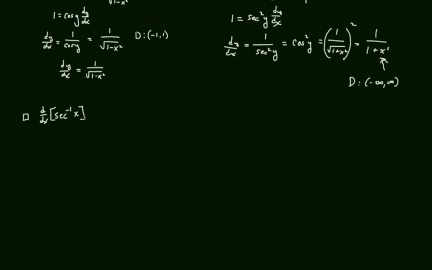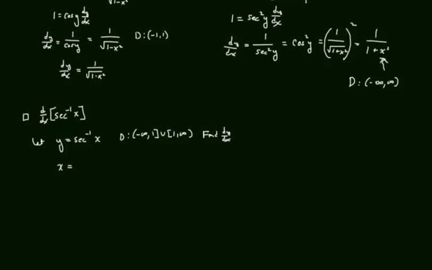Now let's move on to the derivative of the inverse secant of x. Again, I think you could press pause and continue here. We're going to let y equal the inverse secant of x with the domain negative infinity to -1, union 1 to infinity, and the goal is to find dy/dx as we have defined it.